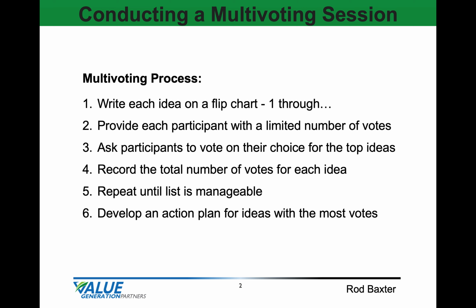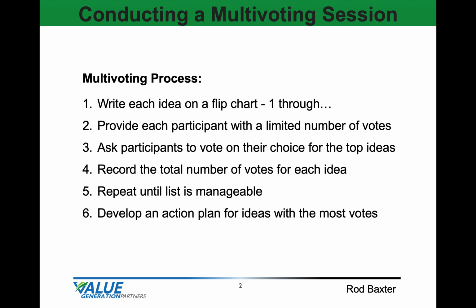We'll then ask each participant to vote on their choice for the top ideas by placing a dot next to each idea or putting a hash mark next to each idea. We're going to determine the maximum number of votes each participant may post on a single idea. And if appropriate, voting may be done in confidence by asking participants to write on a piece of paper their votes for the top choices. We'll then record the total number of votes for each idea.